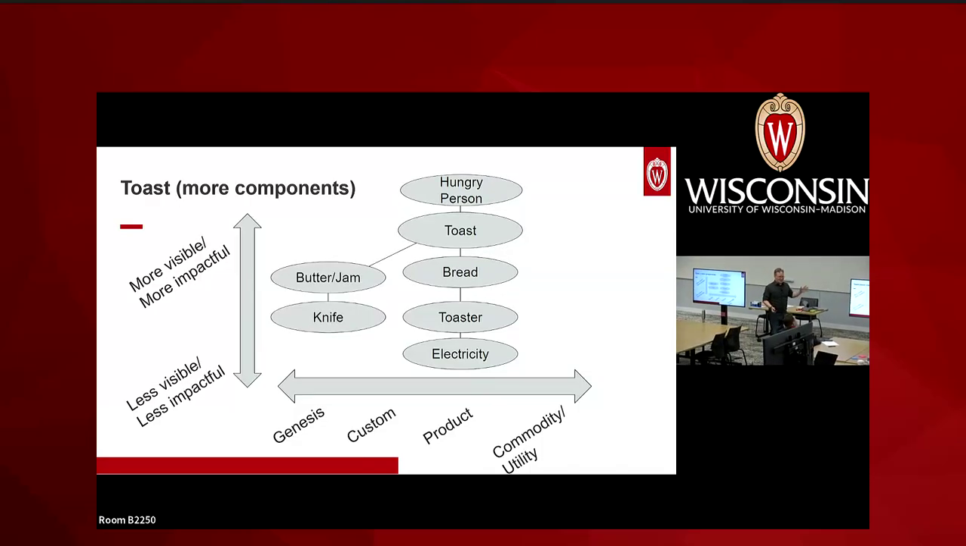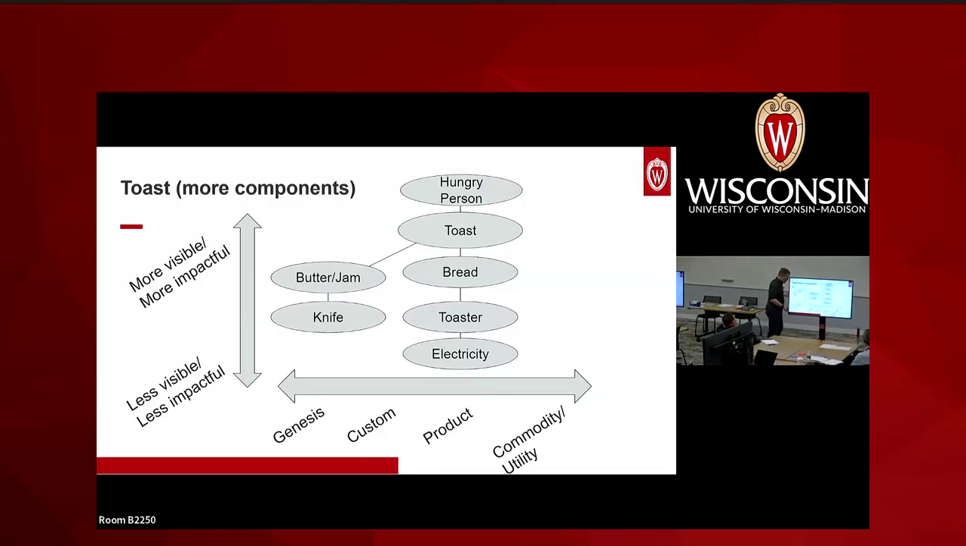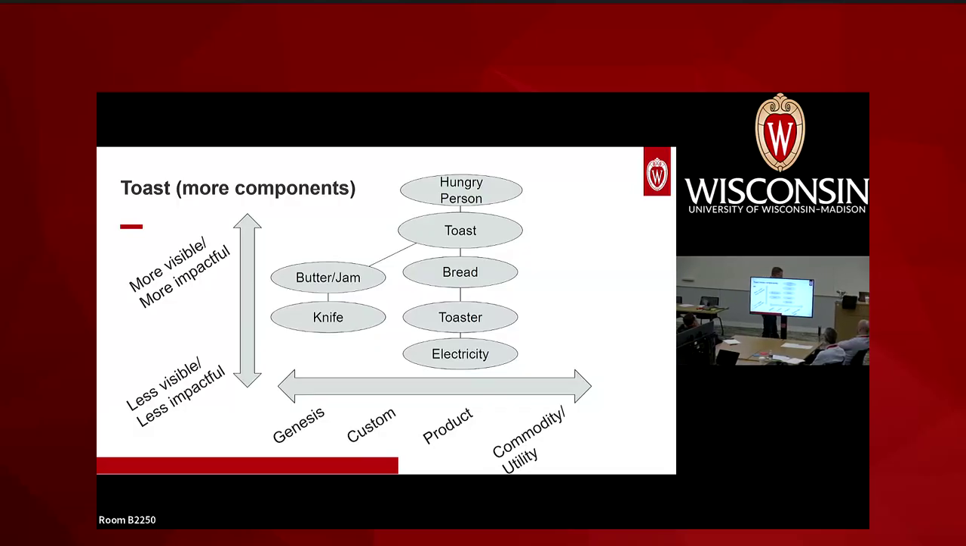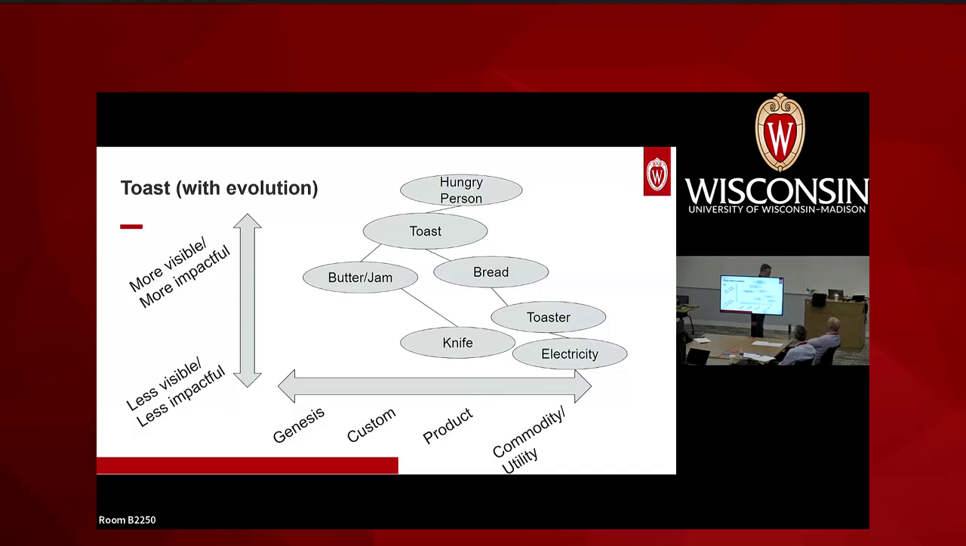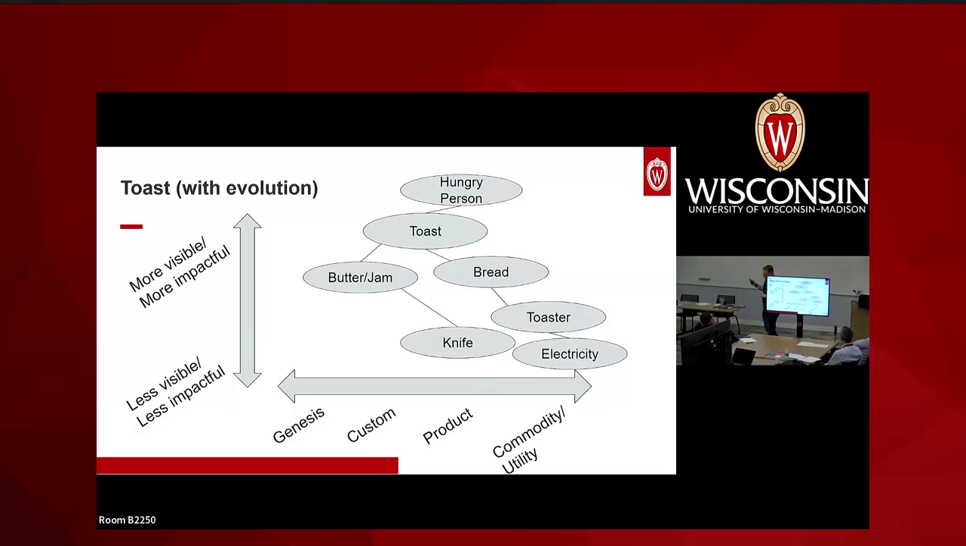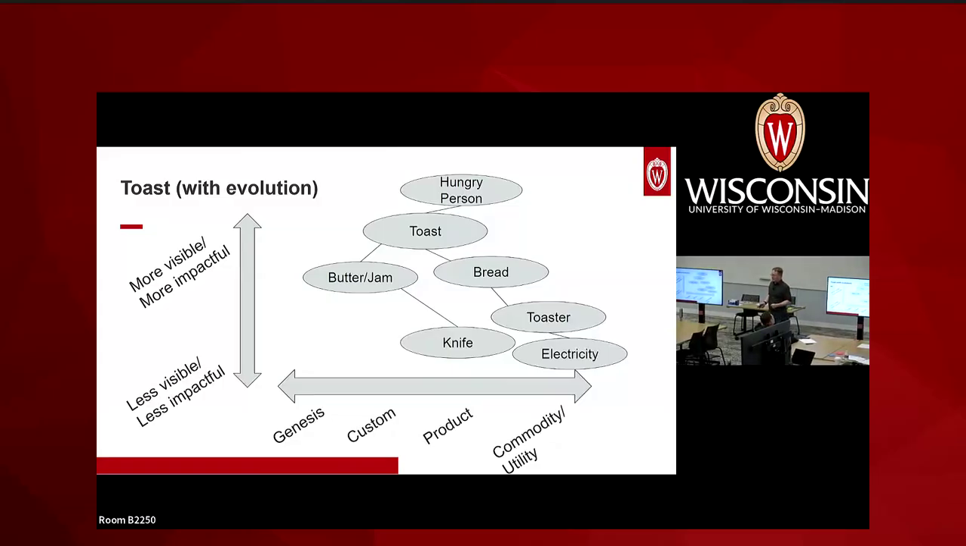Oh, I forgot things. What about butter and jam, right? Okay, so we add some additional components. Maybe they sit in a different place on there. And then we move stuff around to indicate what level of evolution those things have in our context, right?